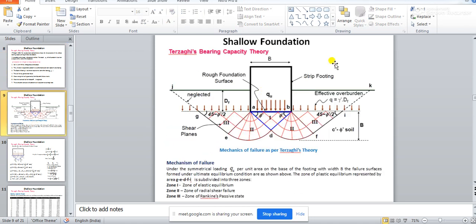Now let us go to this one. So see, this shallow foundation, Terzaghi's bearing capacity theory, you see what Terzaghi has said. Suppose you have a foundation this way, and what kind of foundation Terzaghi has said, this should be a strip footing, and we are only concerned about this B. We are not concerned about how much length this foundation has in this direction, because the formulation is given considering it is a two-dimensional problem. It is not considering it is a three-dimensional problem.